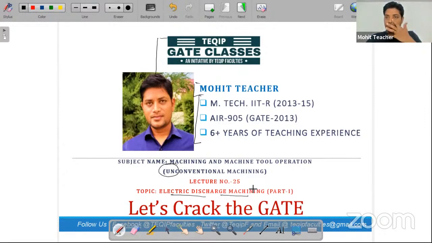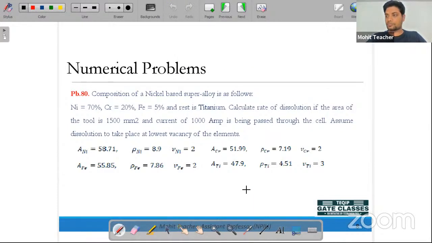But as in the last lecture, when we were discussing the electrochemical machining operation, I gave you one homework problem. I want to discuss that with you, then we will move to the electric discharge machining. Okay, so let's start.